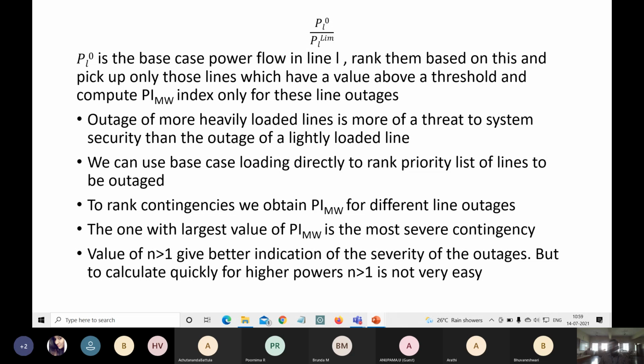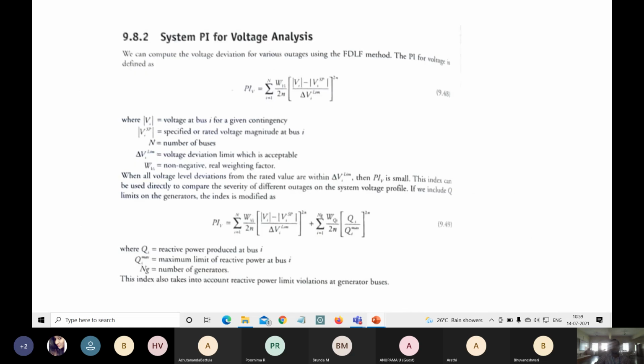It is also quick and accurate for higher powers, greater than 1. But if you take very high values, it will be somewhat difficult and not very easy to calculate. If you keep increasing the value of n, the calculation takes longer and leads to some difficulties.